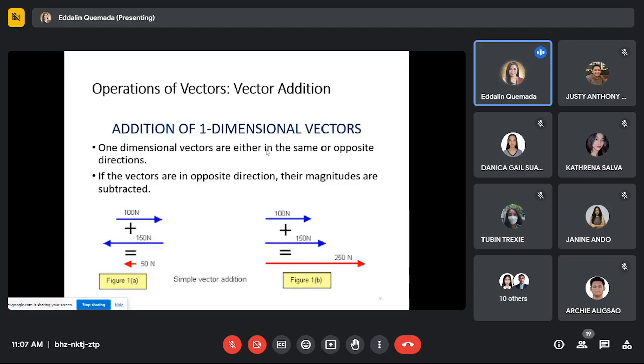So in figure 1a, we have here 100 newtons east or to the right, and we also have another vector pointing to the left. There's 150 newtons to the left. Since they are opposite, you subtract them. So the answer is 50 newtons. And this time, we have an arrow here indicating to the left. Right? Sakto? Nganong to the left man ang arrow ani or ang direction, class, in figure 1a?